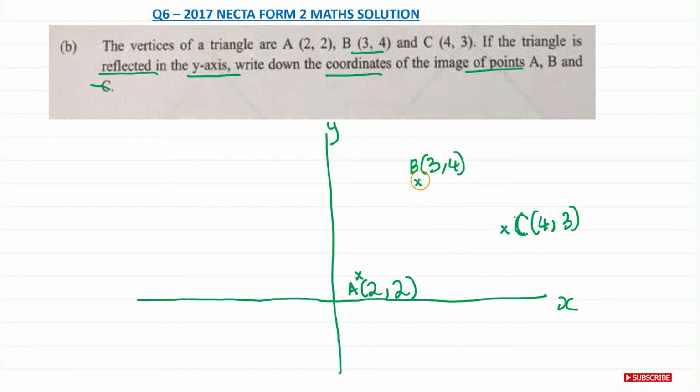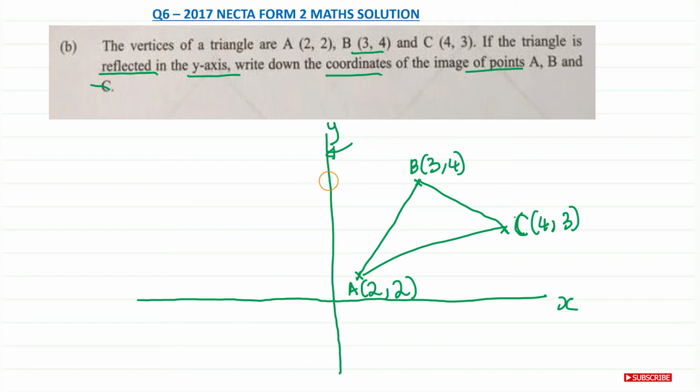Okay, so let's join up our triangle. That's how it looks. Now we're going to reflect this in the y-axis. This is the y-axis. Now, when we reflect, what do we have?